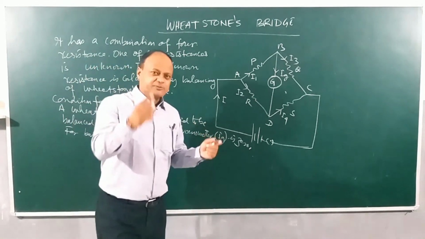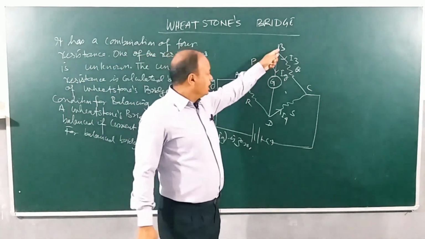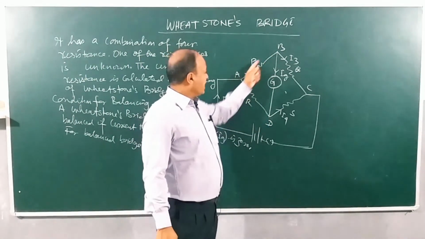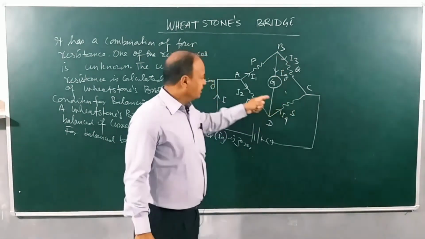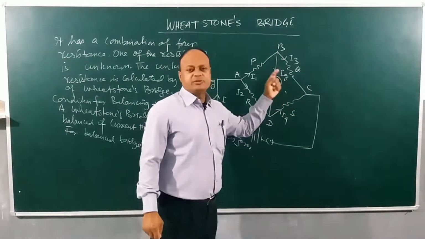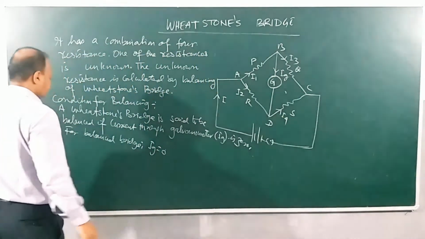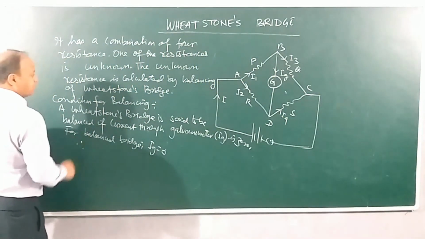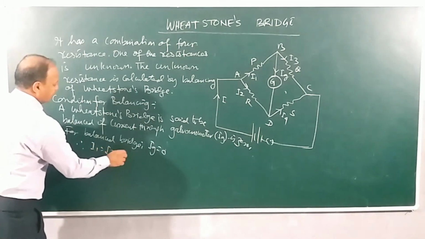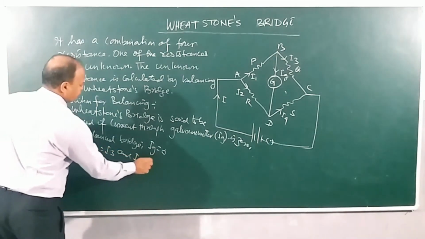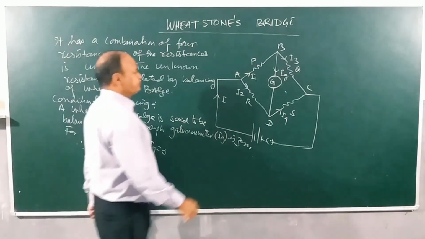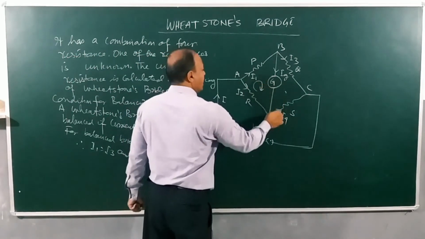Now let's look at the distribution of current, children. If current between B and D does not flow, Ig becomes 0, then I1 will be equal to I3, because there is no division of current here, and I2 will be equal to I4, again because there will be no distribution of current. Therefore we have I1 is equal to I3 and I2 is equal to I4. Bear this in mind. Now I will be using Kirchhoff's law.